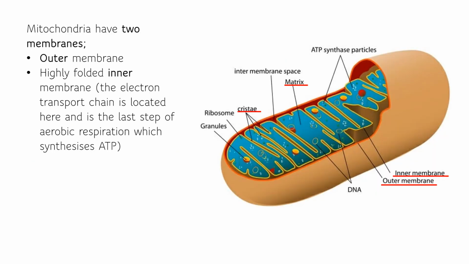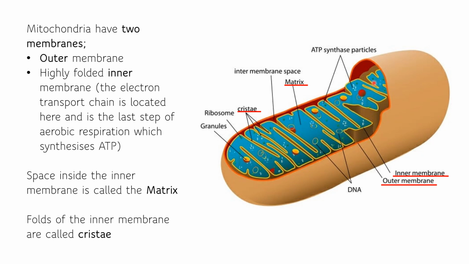Mitochondria have two membranes, as I mentioned before. The outer membrane, we can see over here, and a highly folded inner membrane over here. This is where the electron transport chain is located and is the last step of aerobic respiration, which synthesizes ATP. So this is where ATP is created. The space inside this inner membrane, this blue space here, is called the matrix, and the folds in this inner membrane are called cristae. So it's important that you understand the structure and the function of the mitochondria.